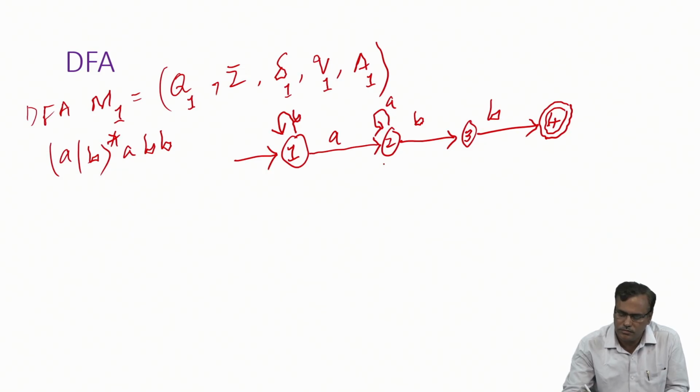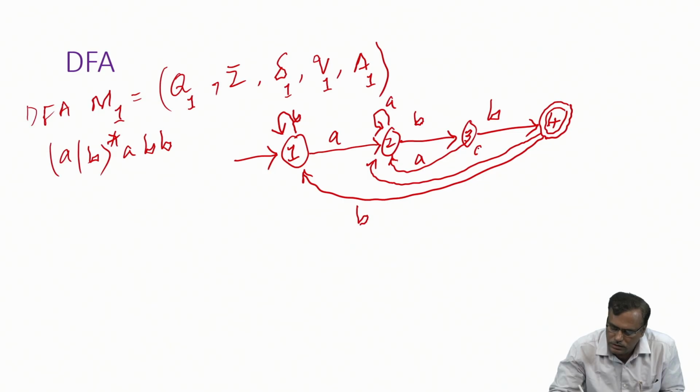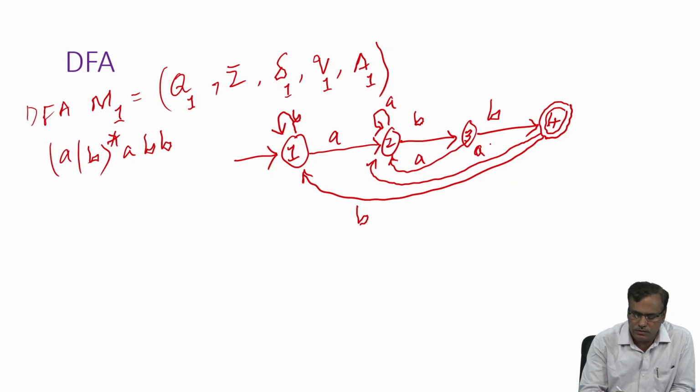So, on A, for this is B, sorry, this is A. So if you look at that, what is this 5 tuple? Same, Q1 is same.